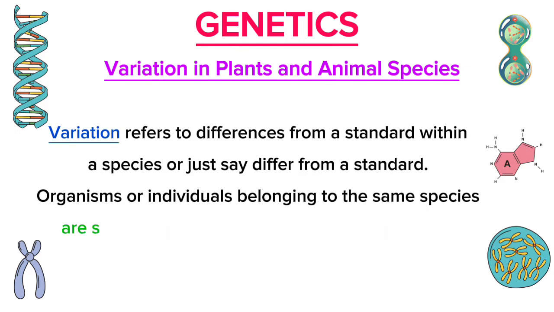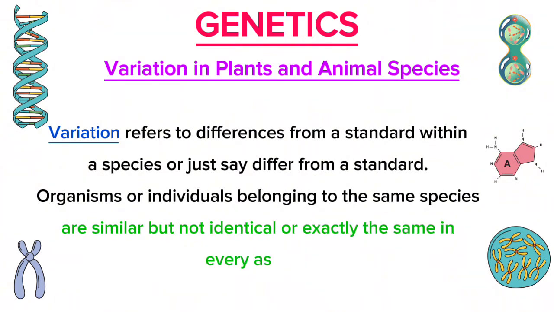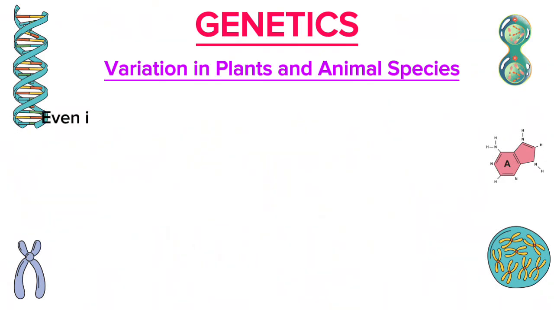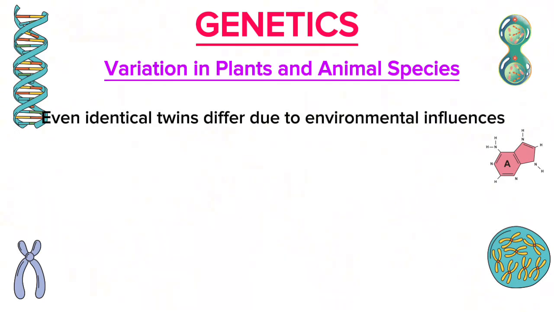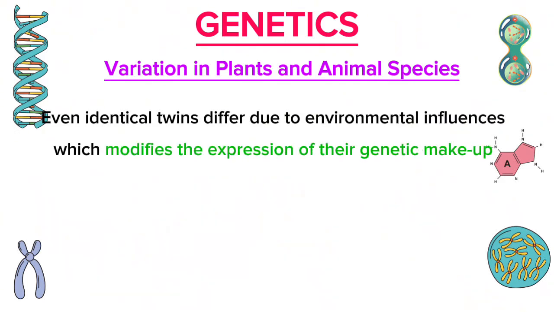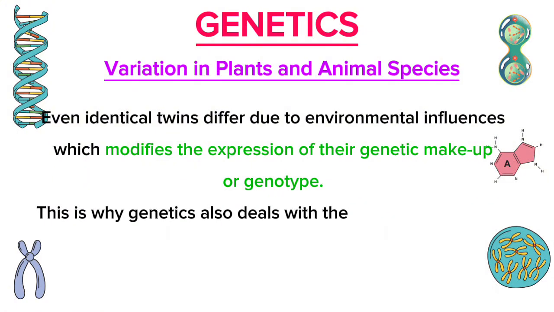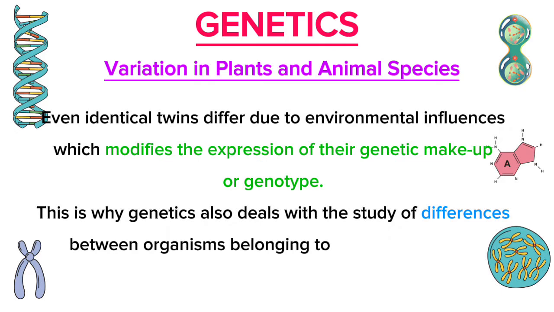Organisms or individuals belonging to the same species are similar but not identical or exactly the same in every aspect. Even identical twins differ due to environmental influences, which modify the expression of their genetic makeup or genotype. We'll talk about genotype later. This is why genetics also deals with the study of differences between organisms belonging to the same species.